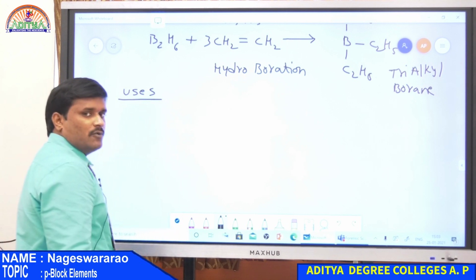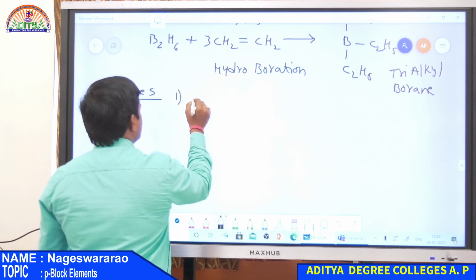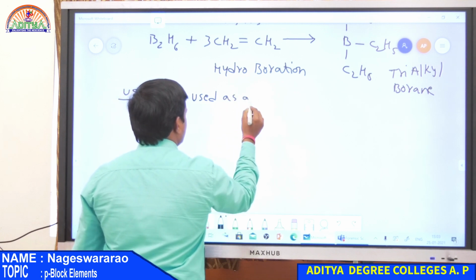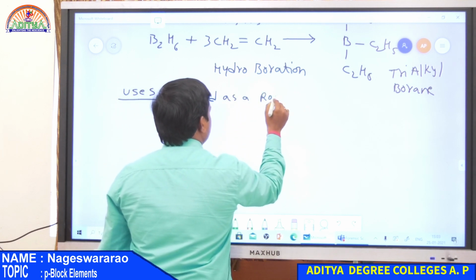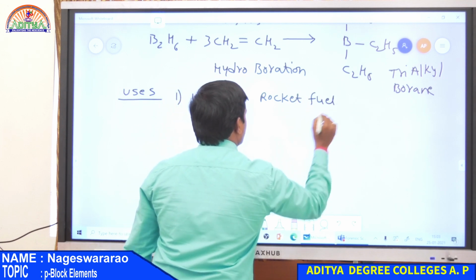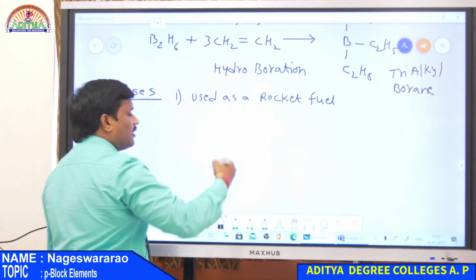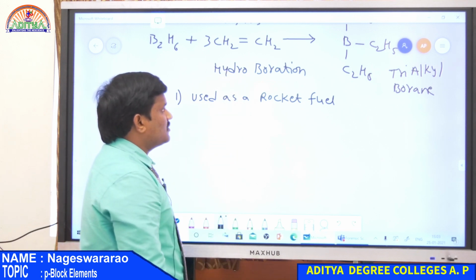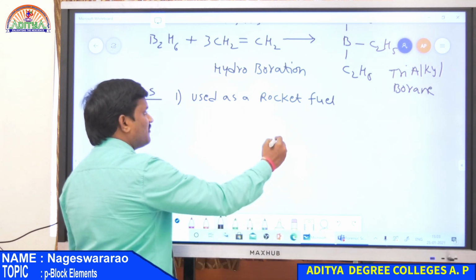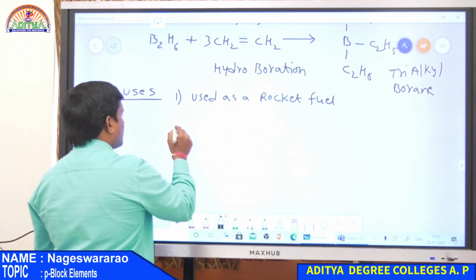Uses of diborane. The first one is used as a rocket fuel. Diborane reacts with oxygen, it gives B2O3 and it is an exothermic reaction. So a large amount of heat energy is released, that is why this is used as a fuel for rockets.